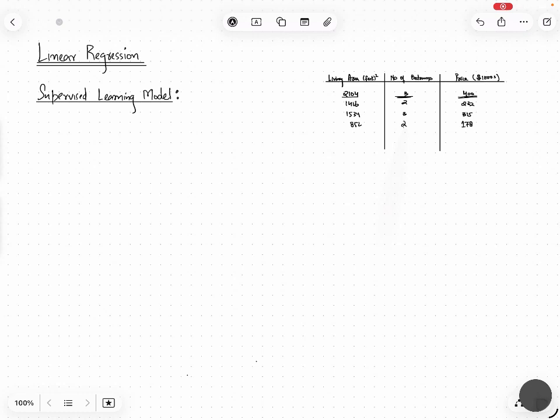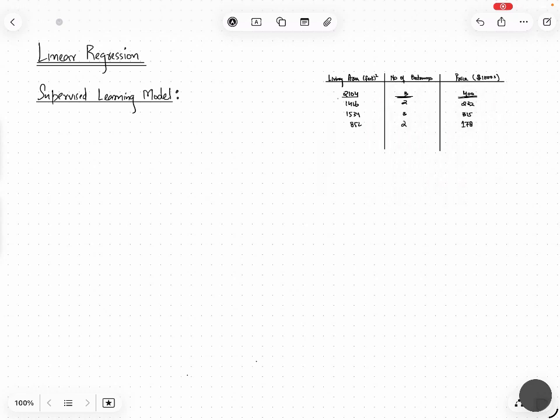In this video, we will see what linear regression is. Linear regression is a supervised learning model. In supervised learning, we have labeled data like this. Here we have a housing prices data set in which we have living area for every house, number of bedrooms in the house, and the corresponding price of the house.